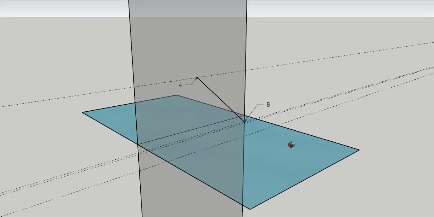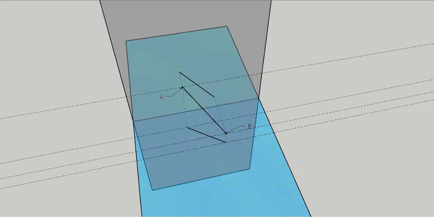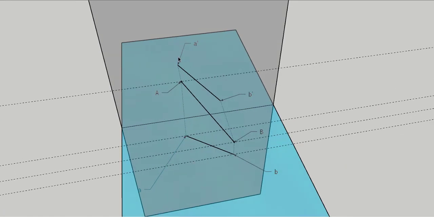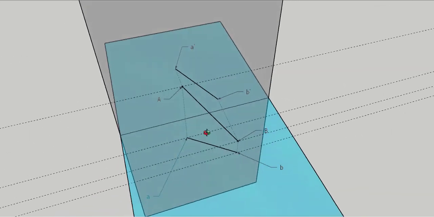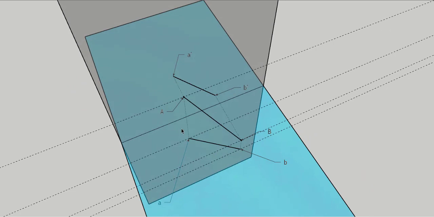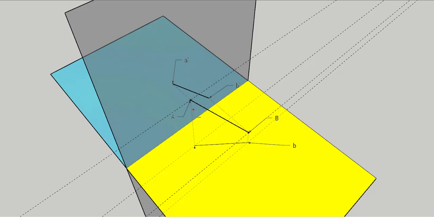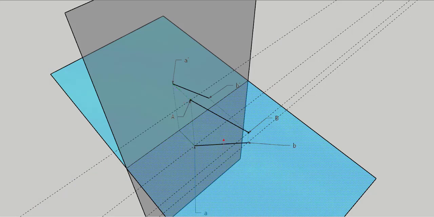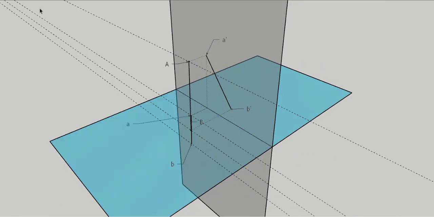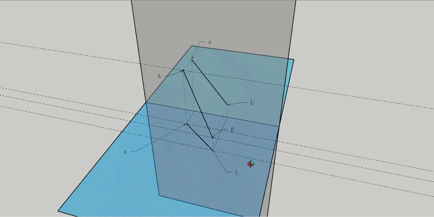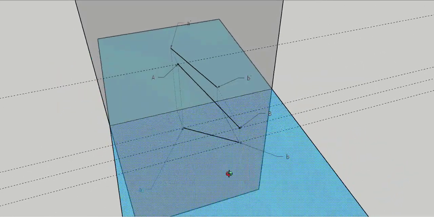Let me draw the projections of this line. We have the front view and the top view. Let me name these now: A dash B dash is the front view, and AB, in small letters, is the top view. As you can see here, you have the projectors and also the projections. Let me also draw the other projectors. This is how this line inclined to both planes is projected onto the vertical and the horizontal plane.